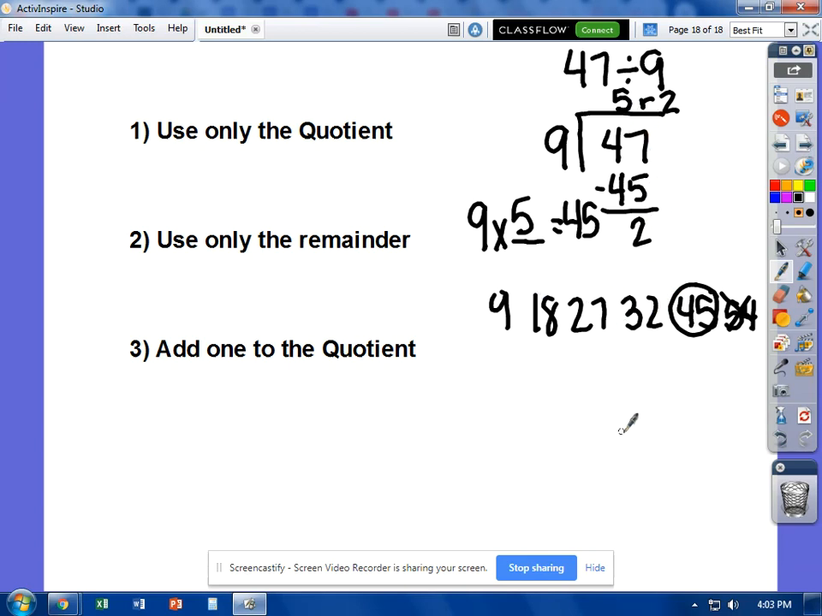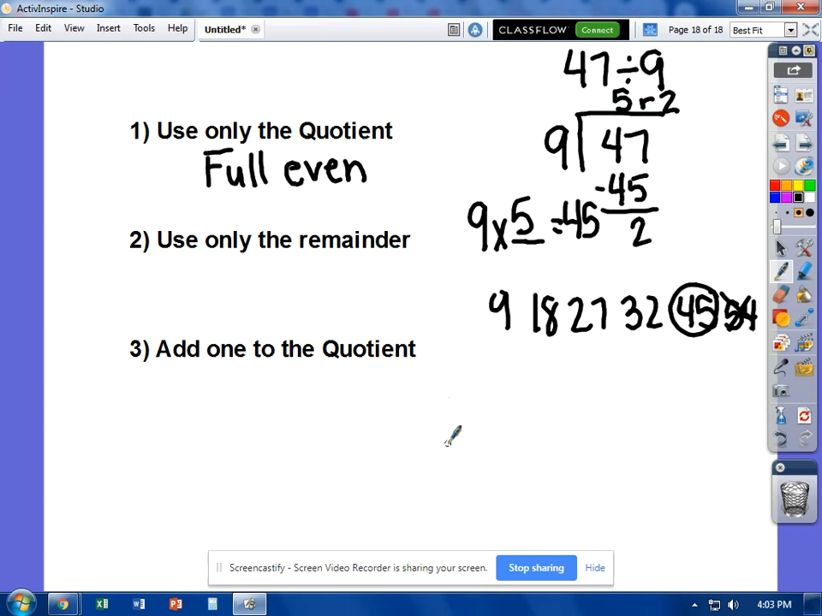So for example, we would use the quotient when you see words like full, even, and things like that, because they just want a full, even group. If Miss Barr was trying to split kids into full, even groups, and I just wanted to know how many groups I could make, I would use just my quotient. It would be just 5.